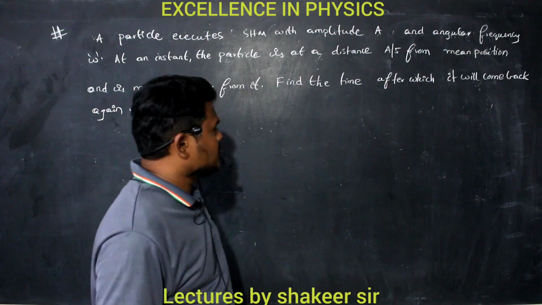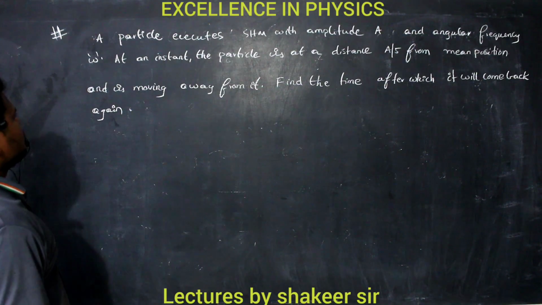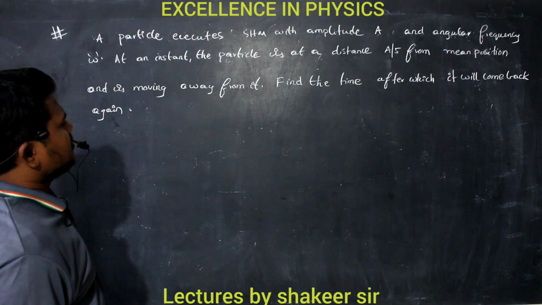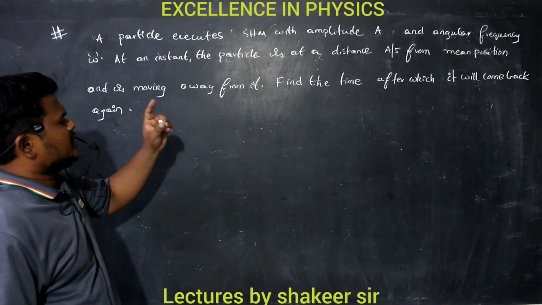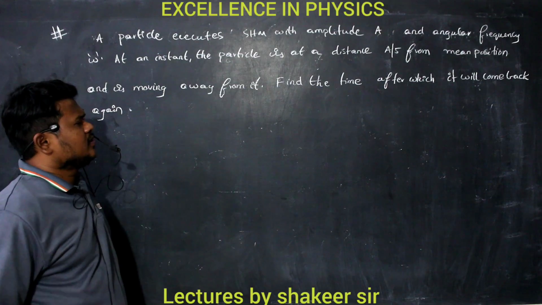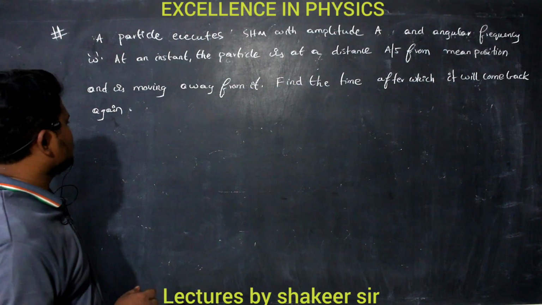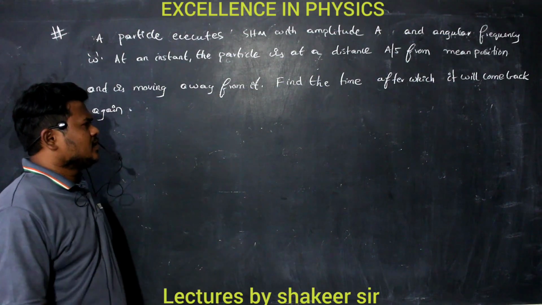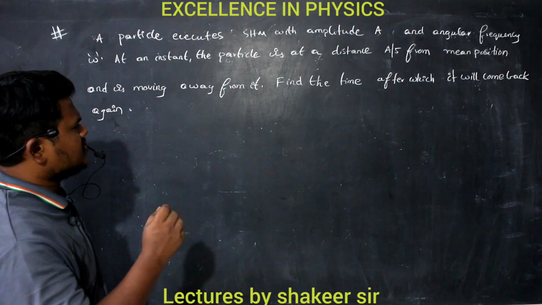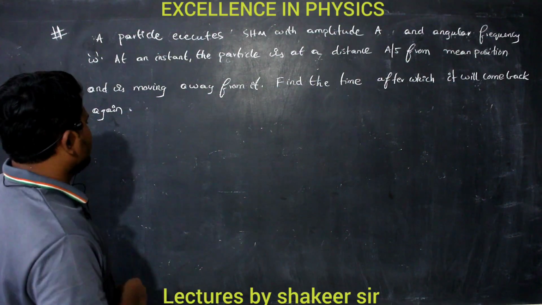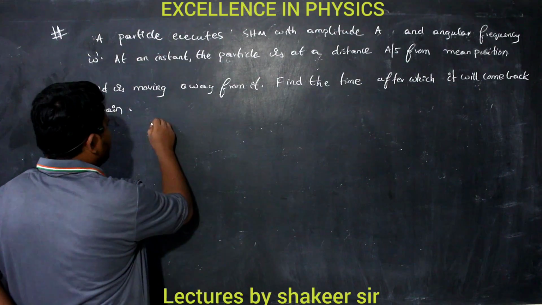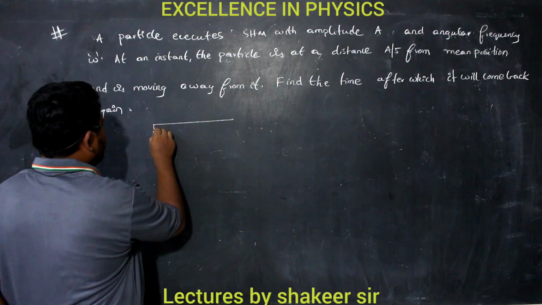Dear students, now let us see this question. A particle executes SHM with amplitude A and angular frequency omega. At an instant, the particle is at a distance of A by 5 from the mean position and is moving away from it. Find the time after which it will come back to the original position again. Let us try to understand this with the help of a line diagram.